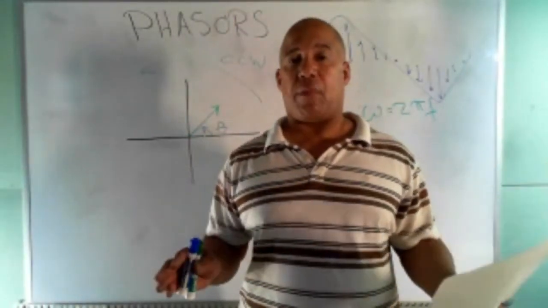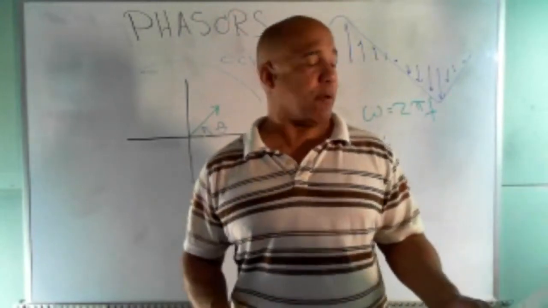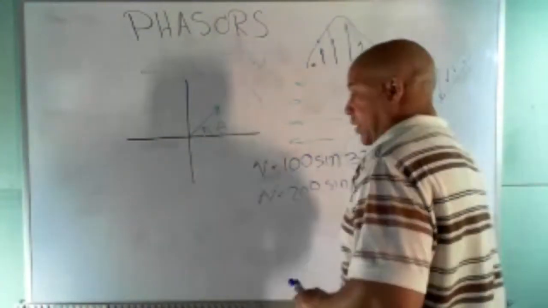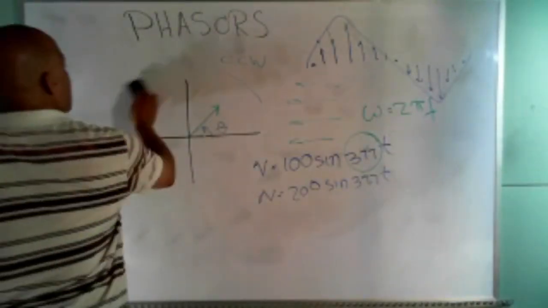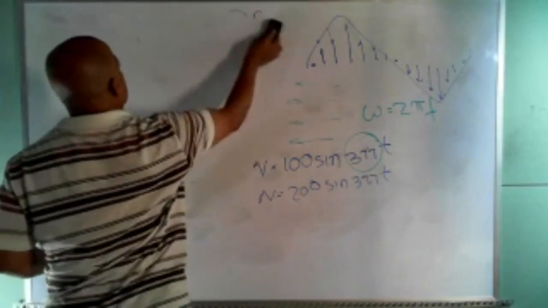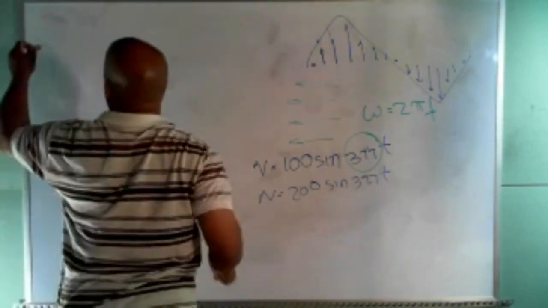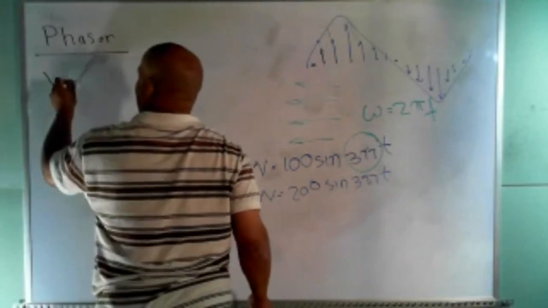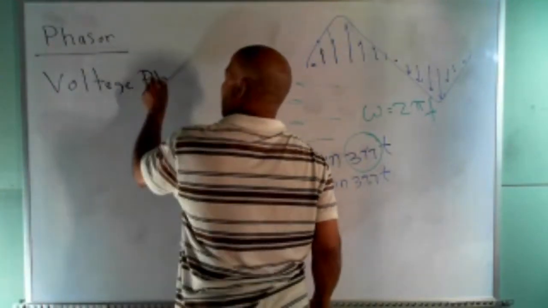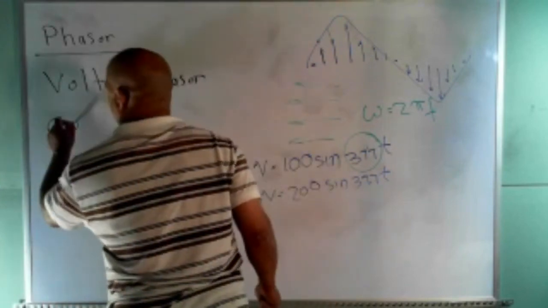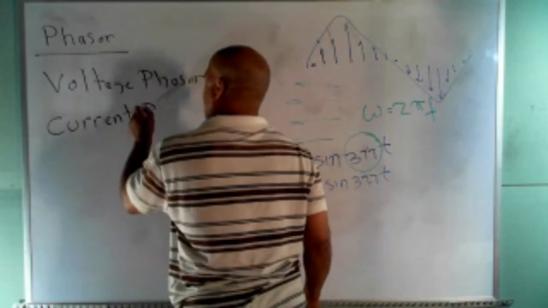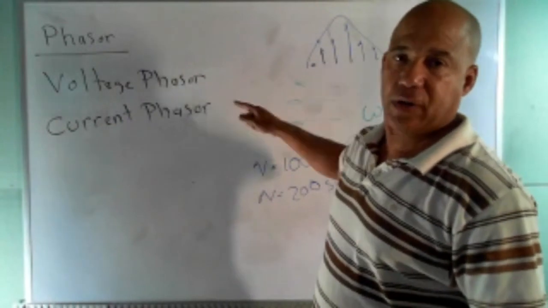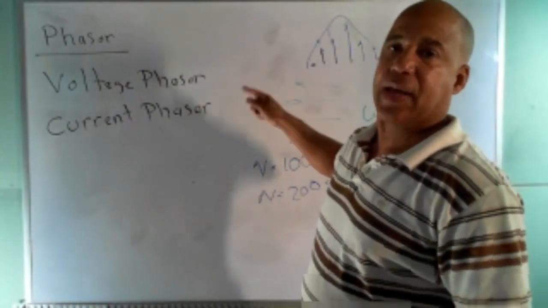If I want to write a quantity in phasor form, I'm going to show you how to do that. So they've got it on the paper, so let me just write it. The first thing to understand about phasors is there's only two types of phasors. Those are the only electrical quantities that I'm allowed to call phasors, a voltage or current. I can have a voltage phasor. I can have a current phasor.